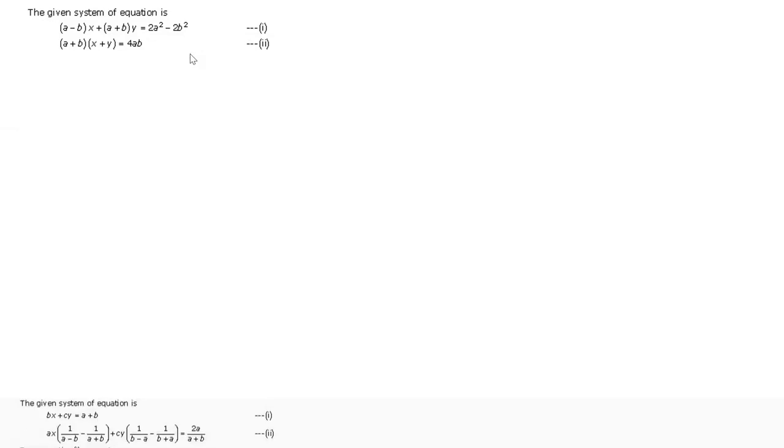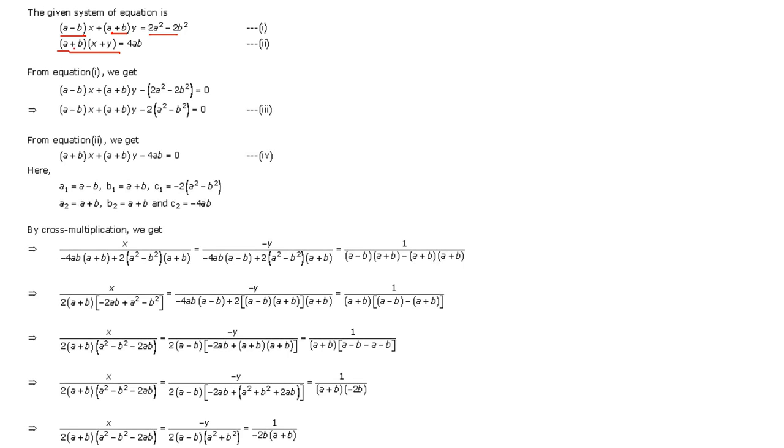Here we have a minus b as a1, a plus b as your b1, and 2 into a square minus b square as your c1. Here we just have to multiply this a plus b with x plus y. So what do you get here? See, let us first solve this one. So you get a minus b, a plus b, and 2 into a square minus b square. So this one is a1, this is your b1, this is your whole c1.